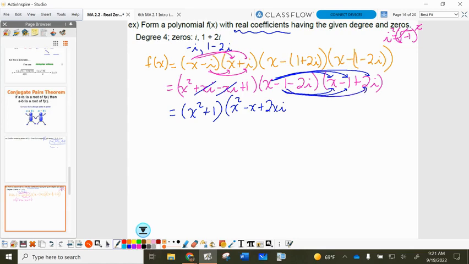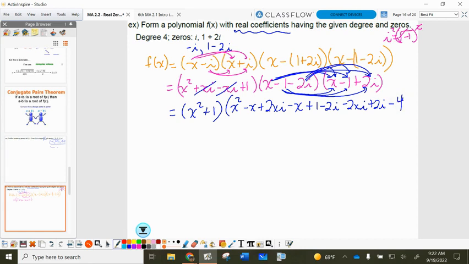times each term. So negative 1 times x is negative x. That's going to be positive 1, negative 2i. Okay, now I've got to distribute the negative 2i times each thing. So that's going to give me negative 2xi. That's going to give me positive 2i. And that's going to give me negative 4i squared.